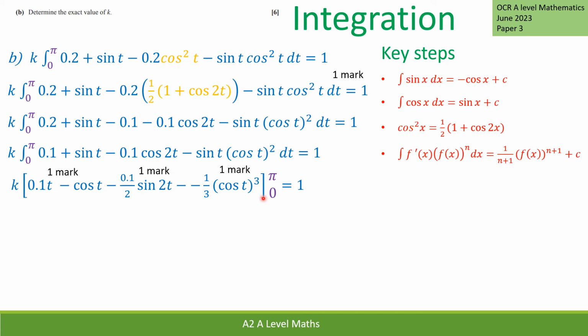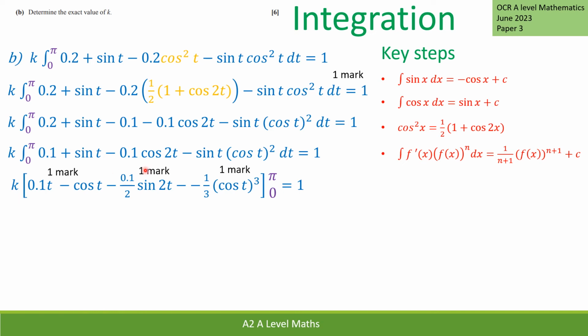Okay, so remember, I've got a minus sine t here. The differential of cos is minus sine, which is why there's an extra minus in here. So we've got minus a third cos t all cubed, and that is between pi and 0, and the whole expression is equal to 1, remembering your k at the front.